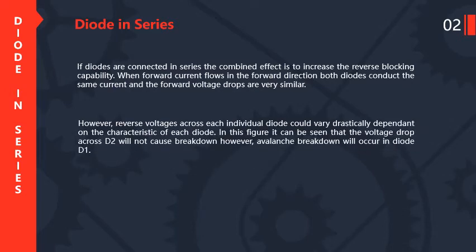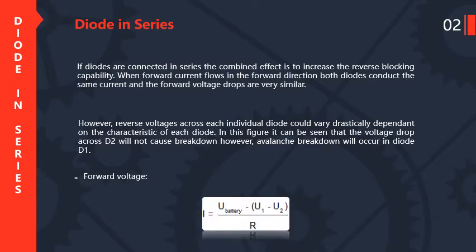However, reverse voltage across each individual diode could vary drastically depending on the characteristics of each diode. In a figure, it can be seen that the voltage drop across D2 will not cause breakdown. However, avalanche breakdown will occur in diode D1. So the forward voltage, the direct current is I equal to battery voltage U battery minus U1 minus U2, where U1 is the voltage across the diode 1 and U2 the voltage across the diode 2, divided by the resistance R.